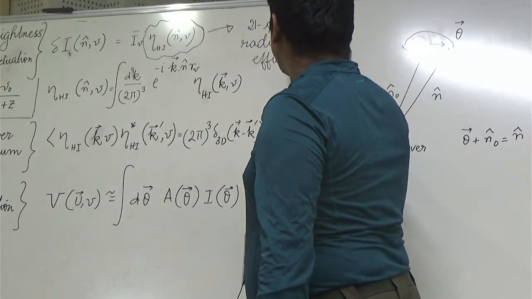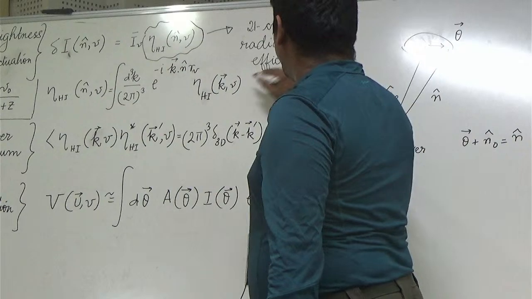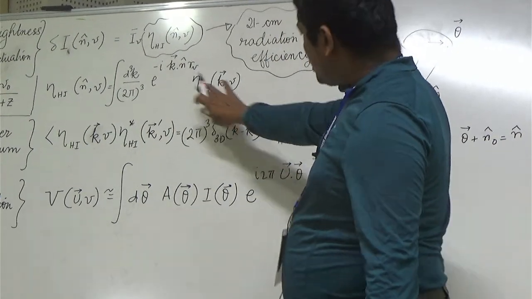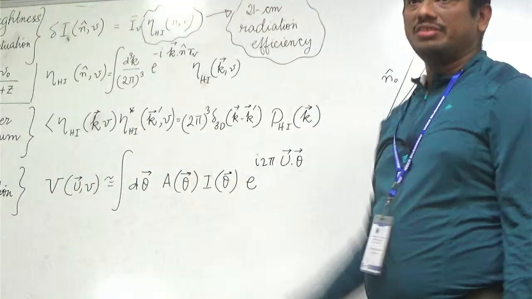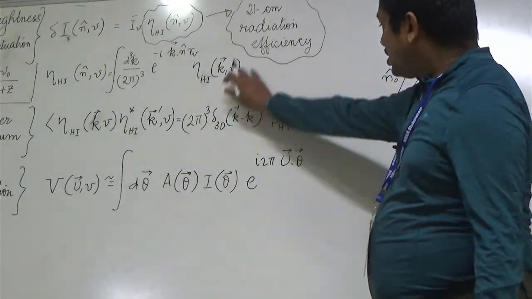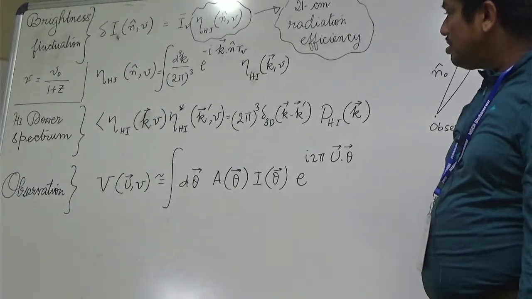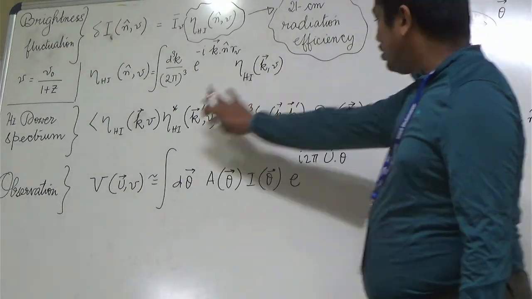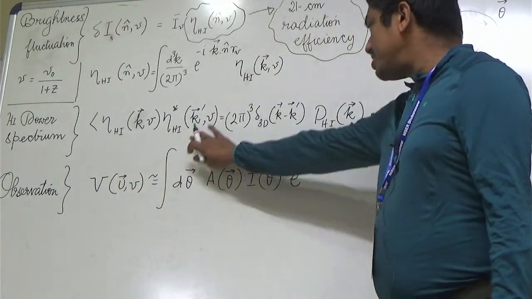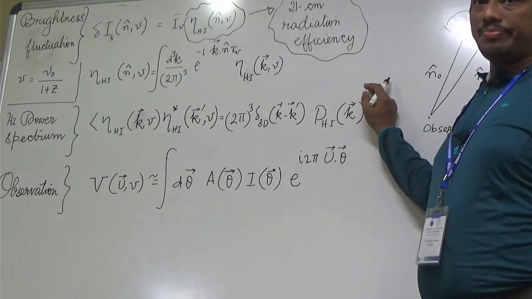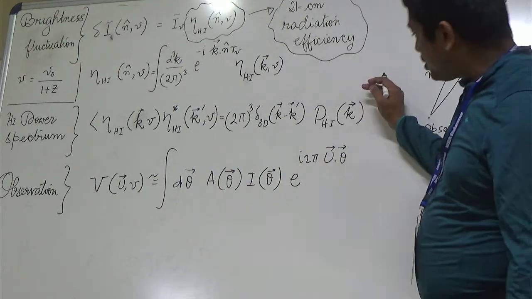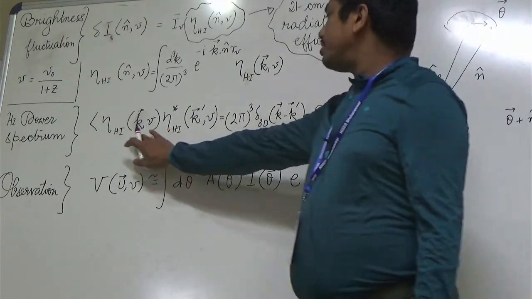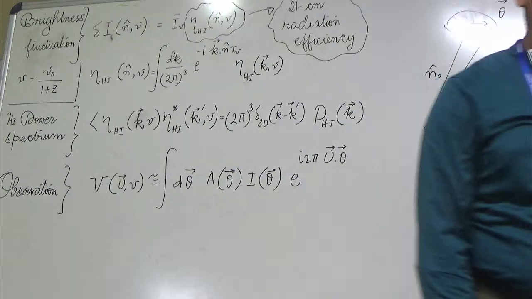Then we just wrote the Fourier transform of that, which is that this can be written in terms of its Fourier transform, eta h1 k, and we define the 21 centimeter power spectrum, which is the quantity which, if you correlate eta at two different k's, you get the power spectrum. If you look at any expression for the power spectrum, this essentially means that P h1 k is kind of mod of eta h1 whole square.